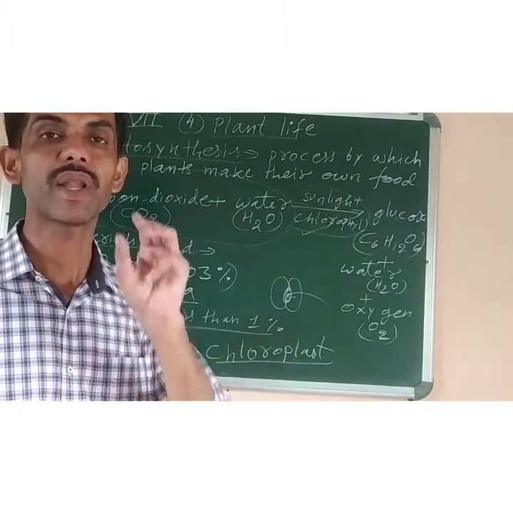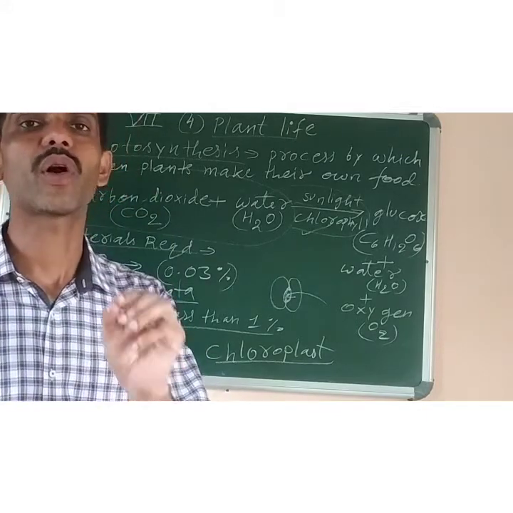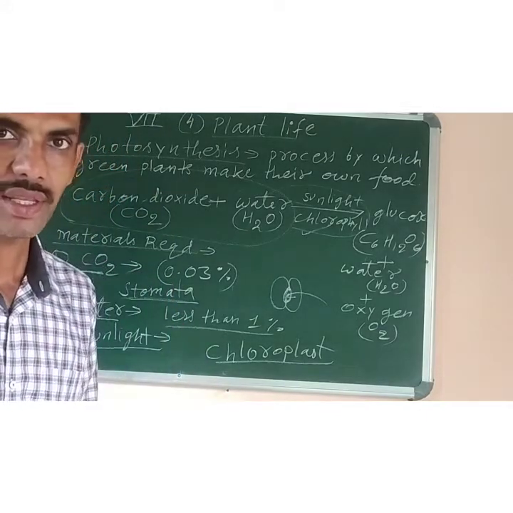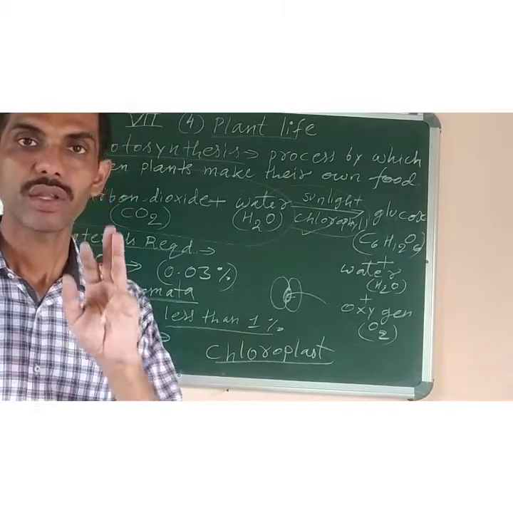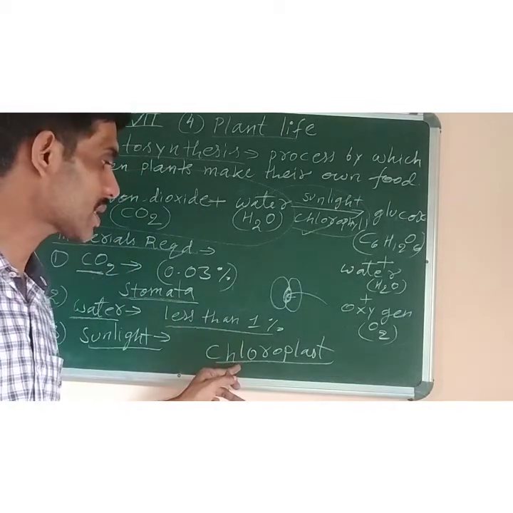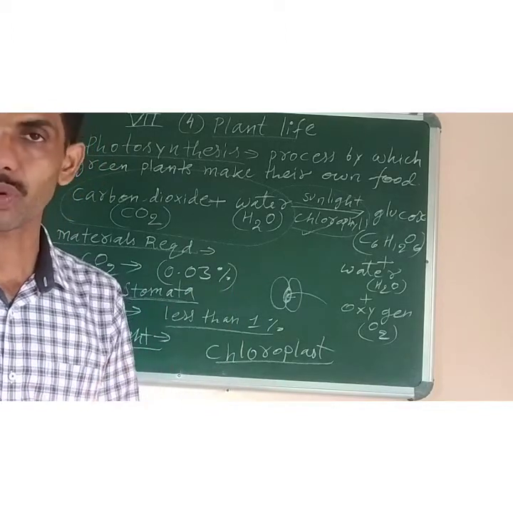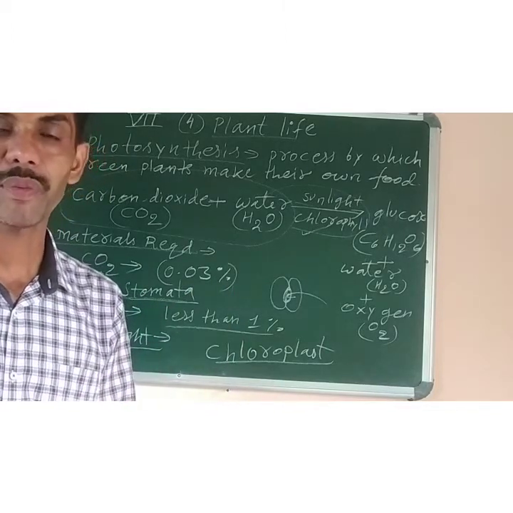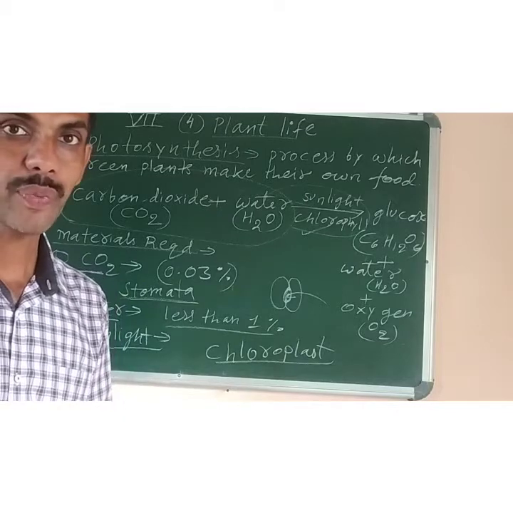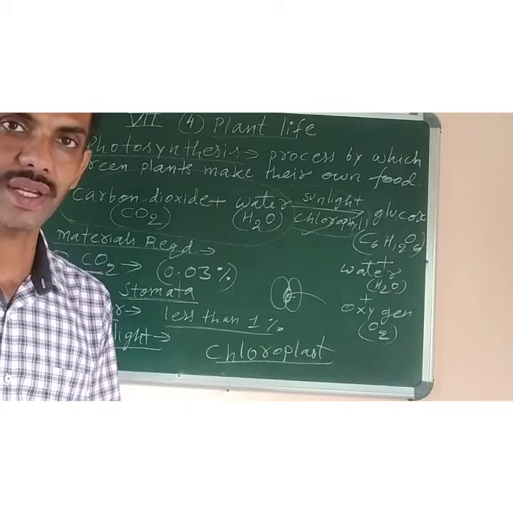What are plastids? Plastids are the cell organelles found only in plant cells, not in animal cells. Three different types of plastids are there. The green colored plastid is called chloroplast. The plastid which gives color to flowers and fruits is called chromoplast. And the third type of plastid is leucoplast, which helps to store starch.